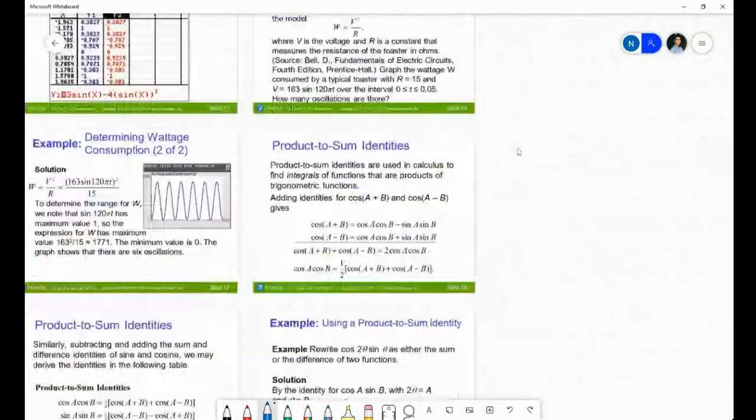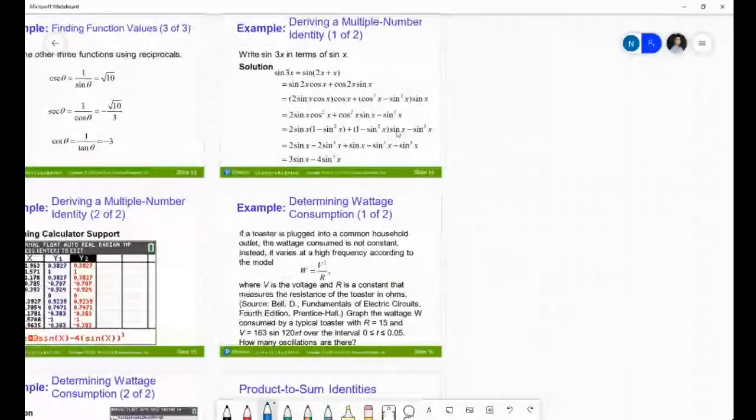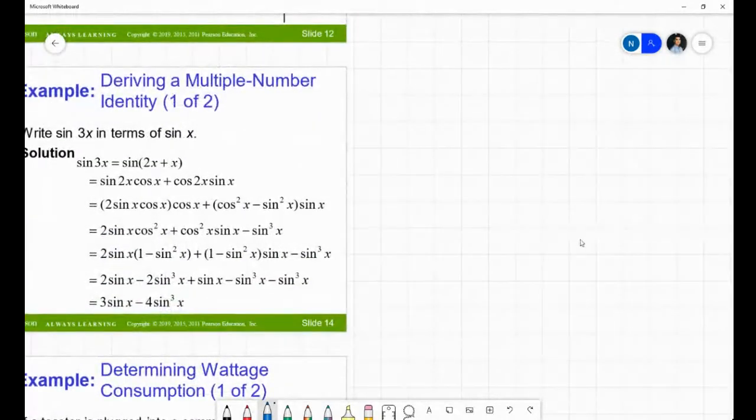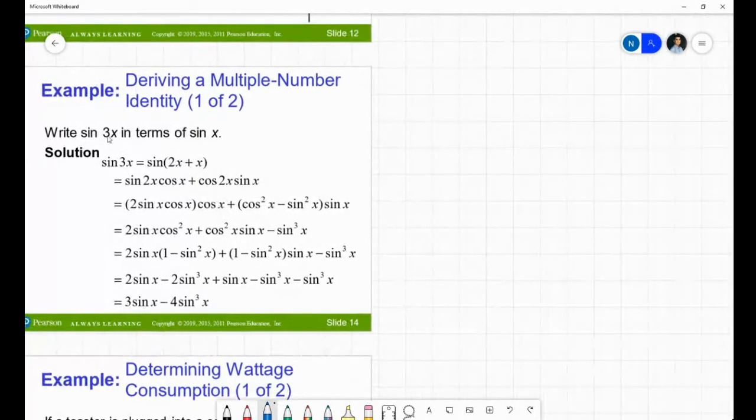Let's see. Guess we can do that one. Yeah, let's do this one here, because you will see something like that. Okay, so write sine 3x in terms of sine x. So anytime you see anything higher, you can always use double angle and sum and difference formulas to break it up. So here we are rewriting sine 3x as sine of 2x plus x. So that equals 3x, right?